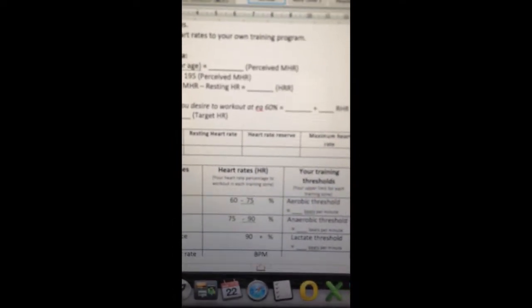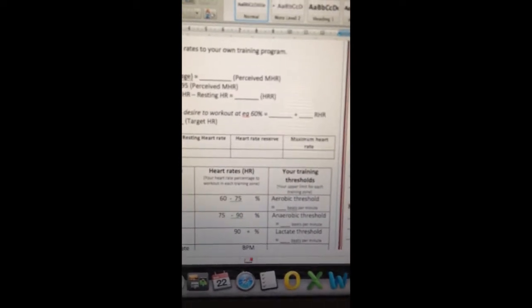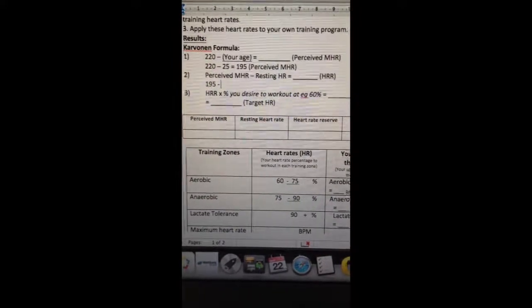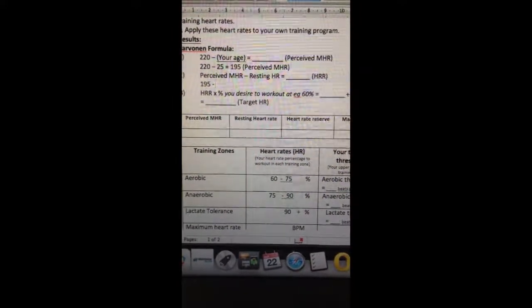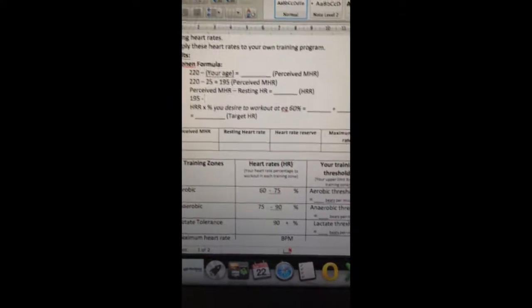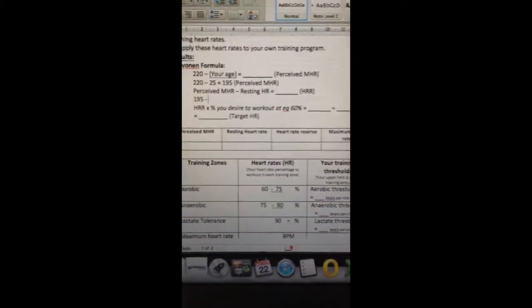Okay, so we know that my perceived maximum heart rate is 195. So when we go down to step number 2, that makes it a little bit easier for us. Obviously you type in whatever yours is there. Now my resting heart rate, to find that out, all I need to do is count my pulse for 10 seconds and then times it by 6. So I've already done that, and for 10 seconds my heart rate was 12, so now I times that by 6 and I would get 72.